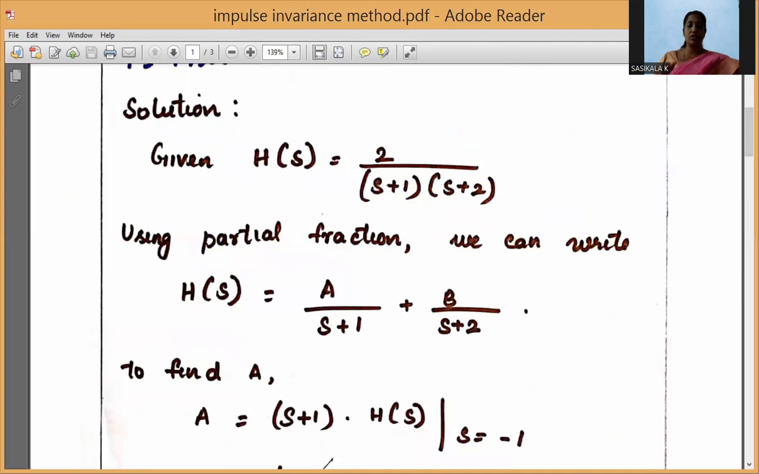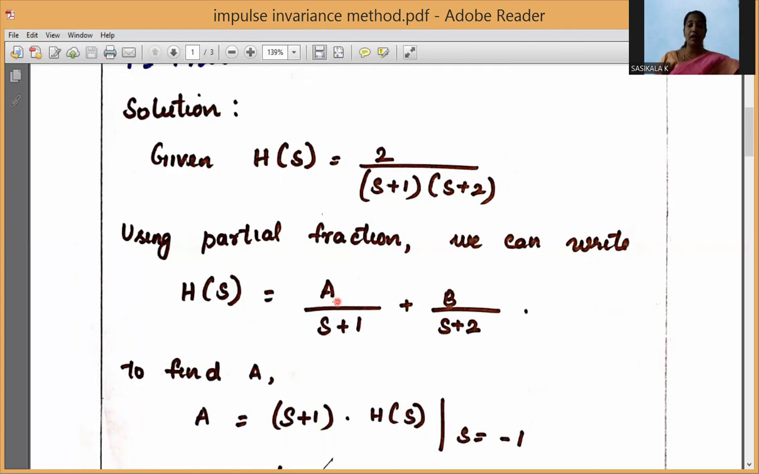Given H(s) = 2 / ((s+1)(s+2)). So listen, you have to write the denominator such that the power of s should be 1. Here the s power is 1, and in the second term also the s power is 1. Only then you can apply the partial fraction method. So using the partial fraction method, we can write H(s) = A/(s+1) + B/(s+2). Since the power of s is 1, in the numerator we have only a constant. If it were s squared, then you would get As + B, like that.